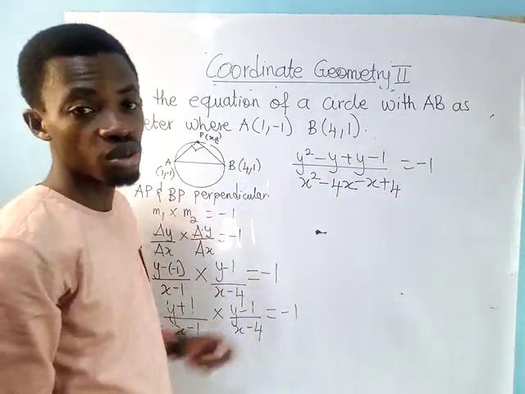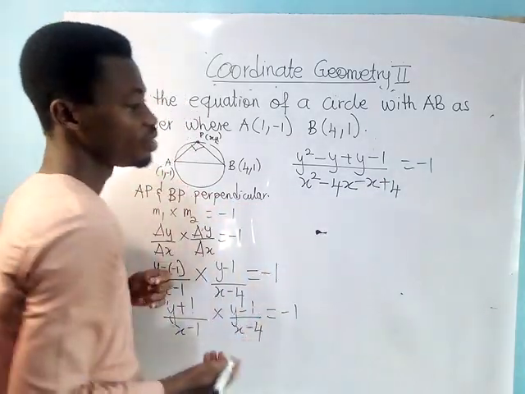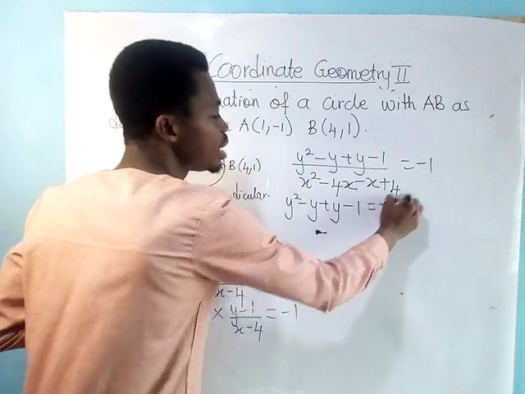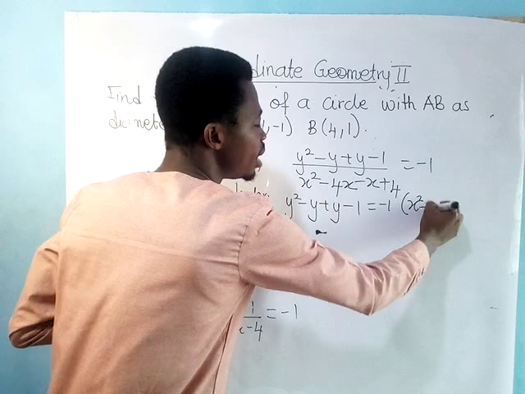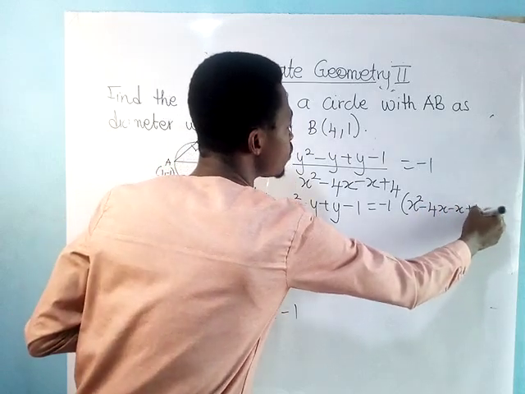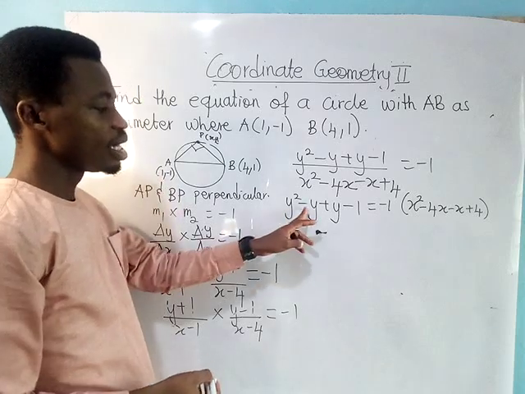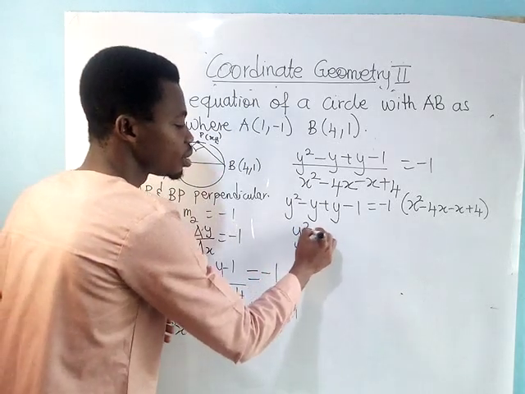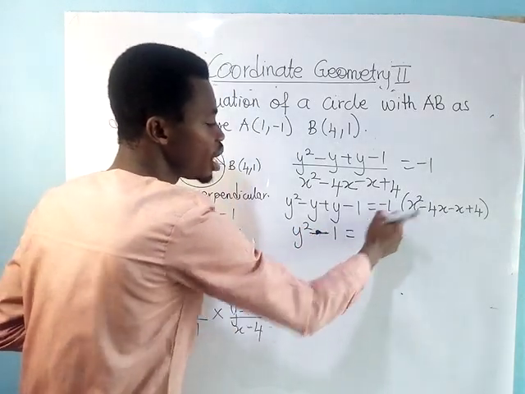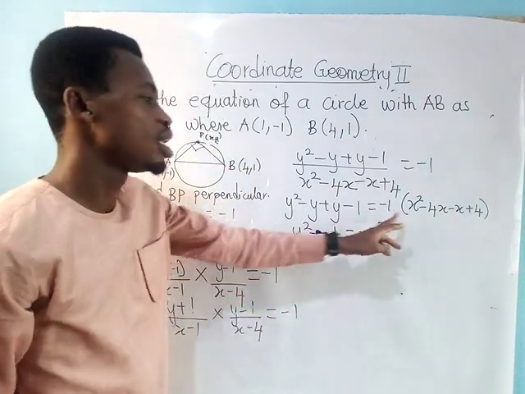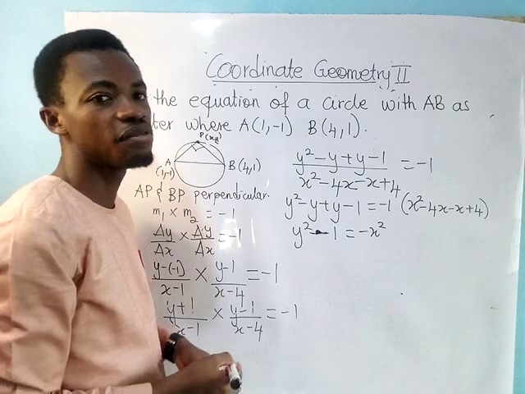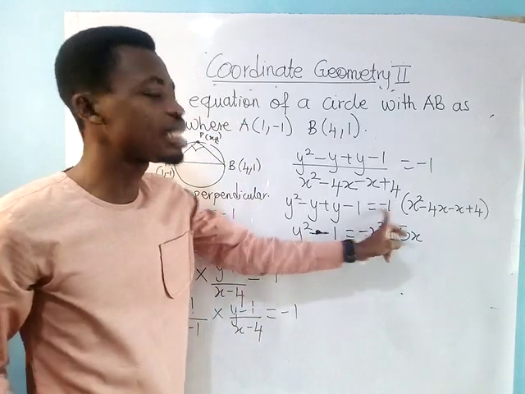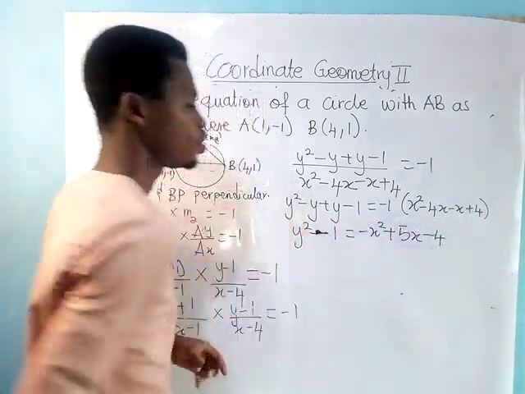So here basically we'll cross multiply, and negative 1 will multiply the whole of this. So we have y squared minus y plus y minus 1 is equal to negative 1 multiplying x squared minus 4x minus x plus 4. So let's see. Negative y plus y will go away. We have here y squared minus 1 is equal to negative x squared. Now, negative 4x minus x is negative 5x, times negative 1 will give us plus 5x. Then negative 1 times 4 is negative 4.